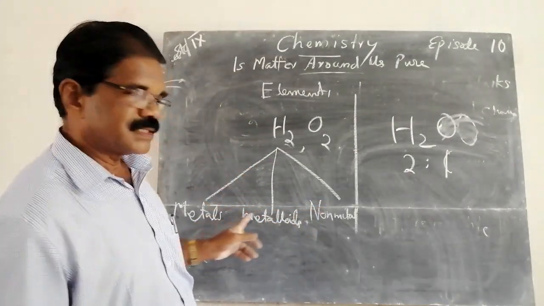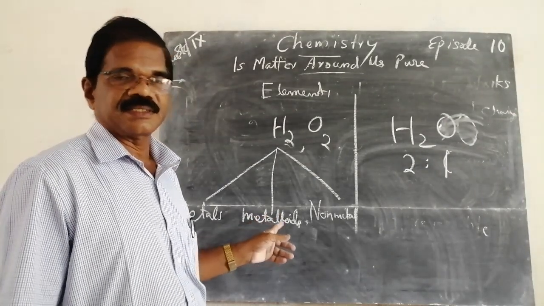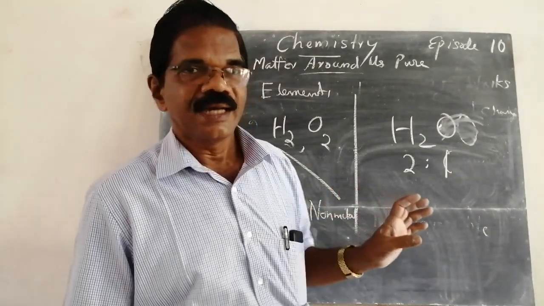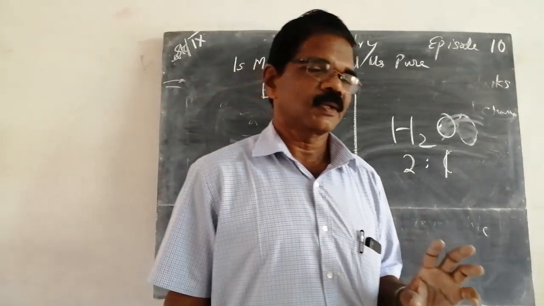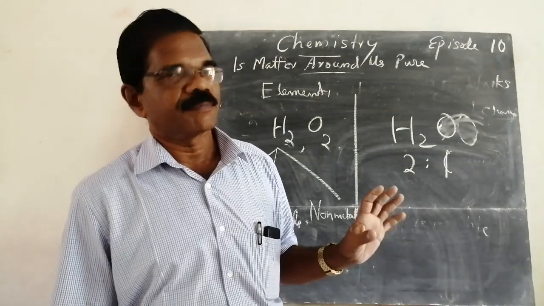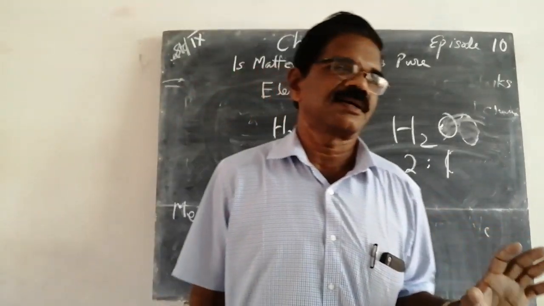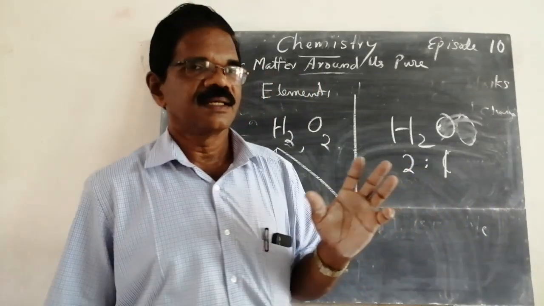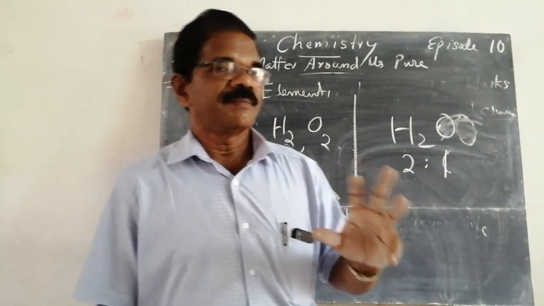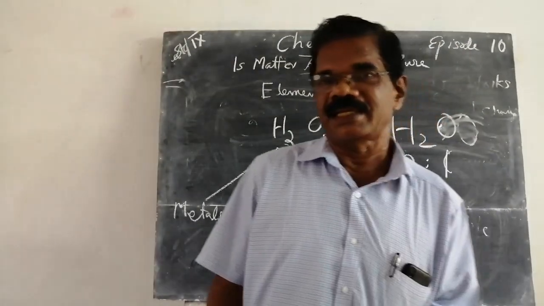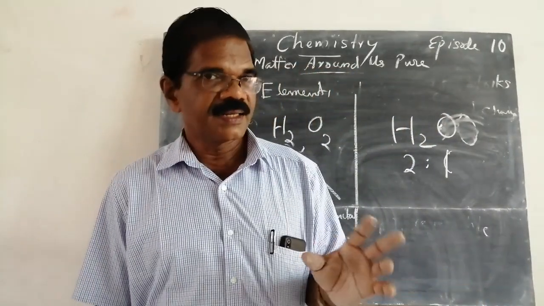What are the metals? We have seen that copper, aluminium, iron, gold, etc. are metals. At the same time, hydrogen, chlorine, oxygen, nitrogen are non-metals. The properties of metals and non-metals, you have already studied in the 8th standard. What are the properties of metals? Generally, all metals are solids. They are hard, they have high density, they are ductile.